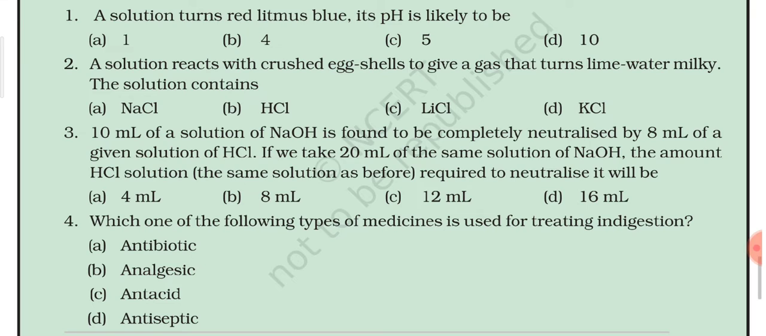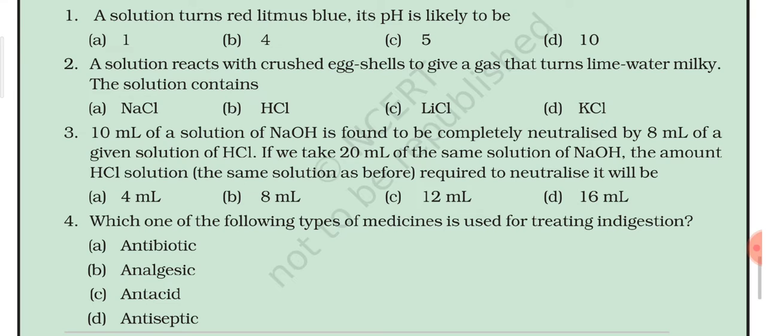Now, simple mathematics is all you have to apply here to answer this question. For 10 ml of NaOH solution, you require 8 ml HCl solution to completely neutralize it. So if you have 20 ml of the same solution of NaOH, the meaning of same solution is that the concentration of NaOH is the same as that of the previous one.